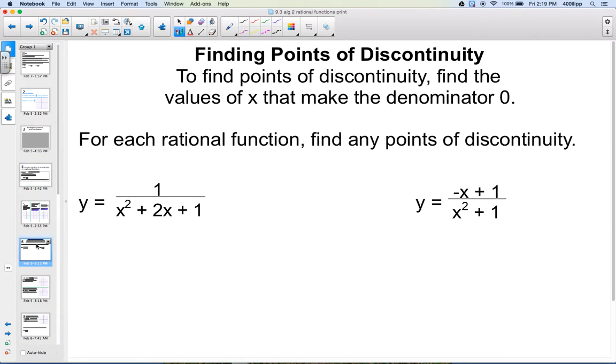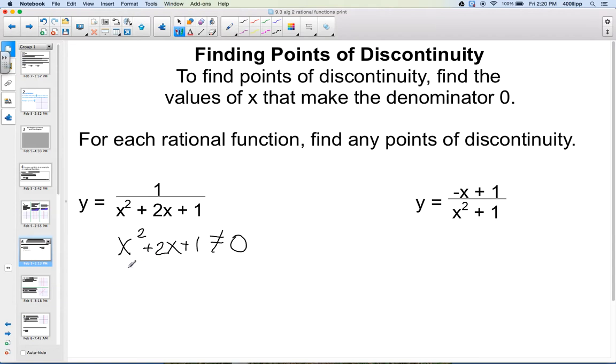Okay, so we're going to take a look at some points of discontinuity here, and we're going to look at finding the values of x that make the denominator 0. Those will be the points of discontinuity. So we're going to take a look at the denominator here, and we're going to say this denominator, x squared plus 2x plus 1, cannot equal 0, because we cannot have 0 in the denominator.